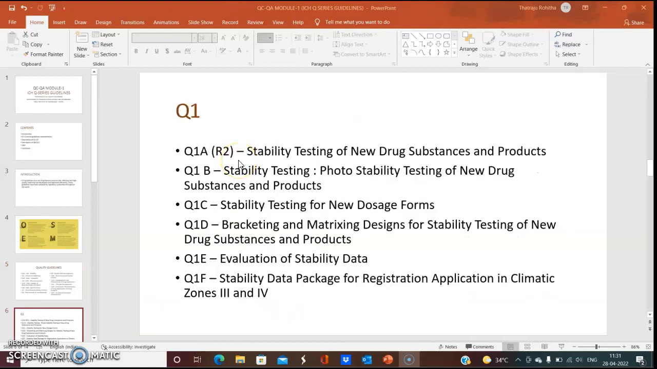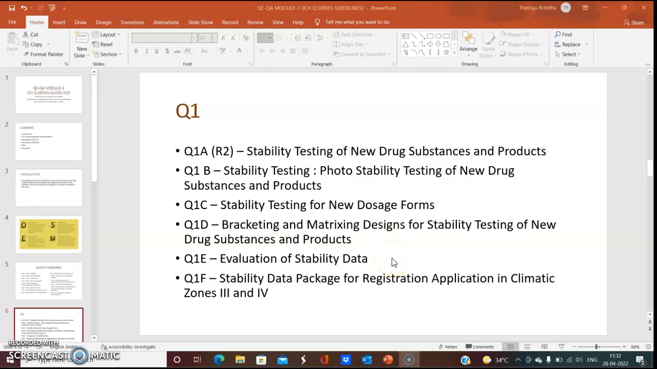So what are the sub guidelines included in Q1? They are Q1A R2 is the stability testing of new drug substances and products. Q1B is stability testing, that is photo stability testing of new drug substances and products. Q1C is stability testing for new dosage forms. Q1D is bracketing and matrixing designs for stability testing of new drug substances and products.